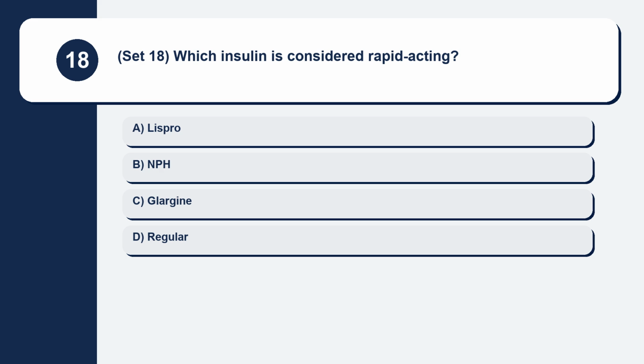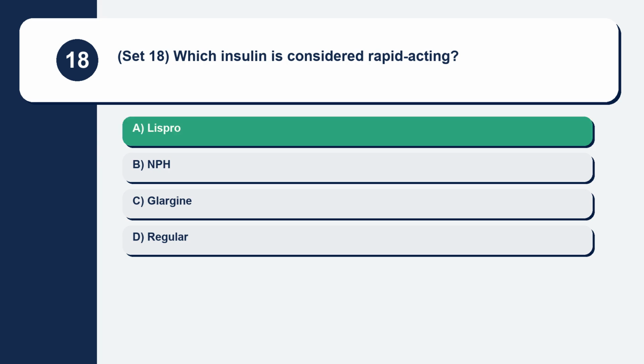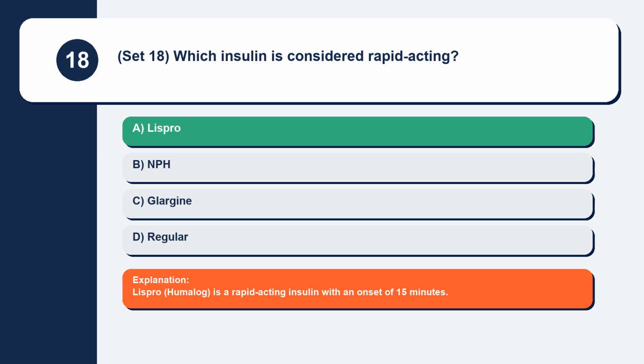Question 18. Set 18. Which insulin is considered rapid-acting? Lispro, NPH, Glargine, regular. Lispro, Humalog, is a rapid-acting insulin with an onset of 15 minutes.